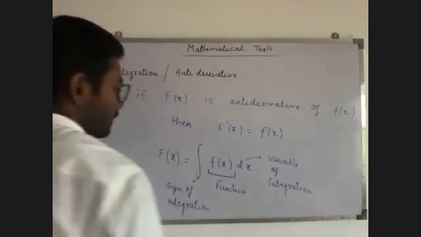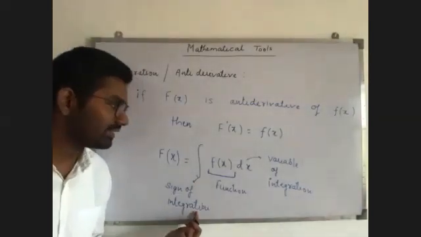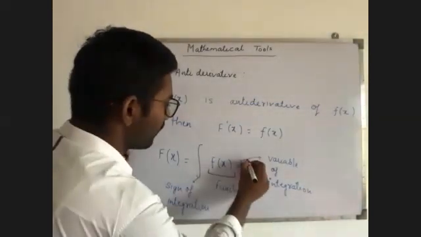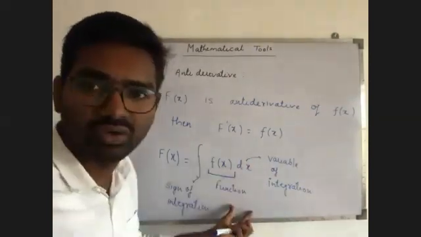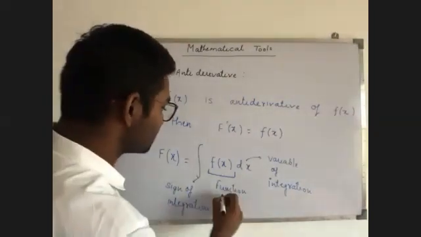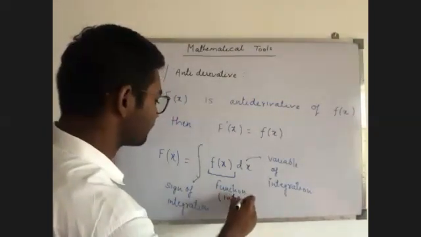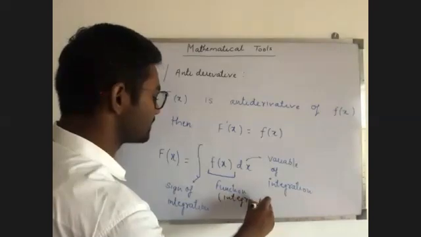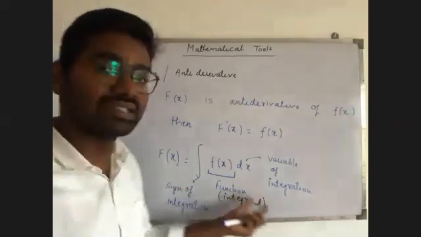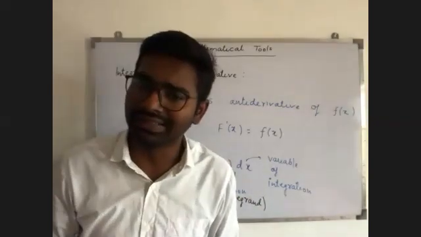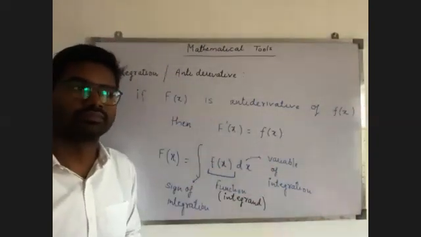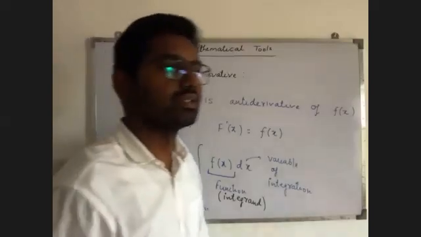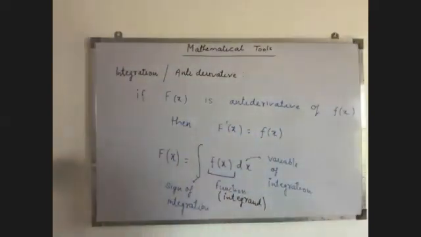Done. So this is the sign of integration. This is the variable. X is the variable of integration, and this is the function which we are going to integrate. Sometimes this function is called the integrand, because this is the function which is going to be integrated. Is it clear? The notation. Guys, is the notation clear to everyone?